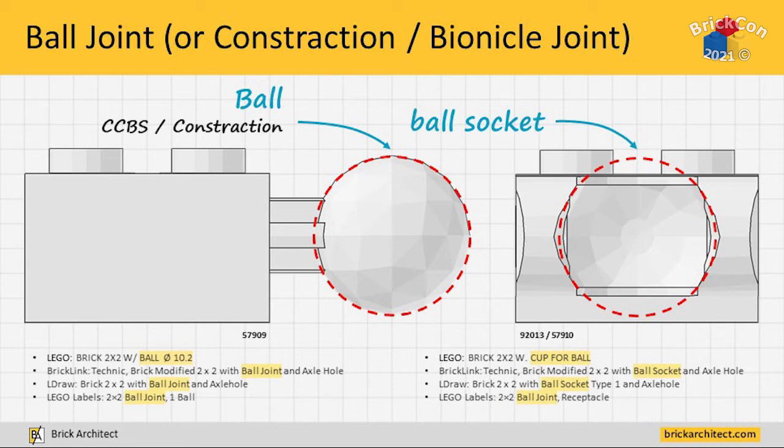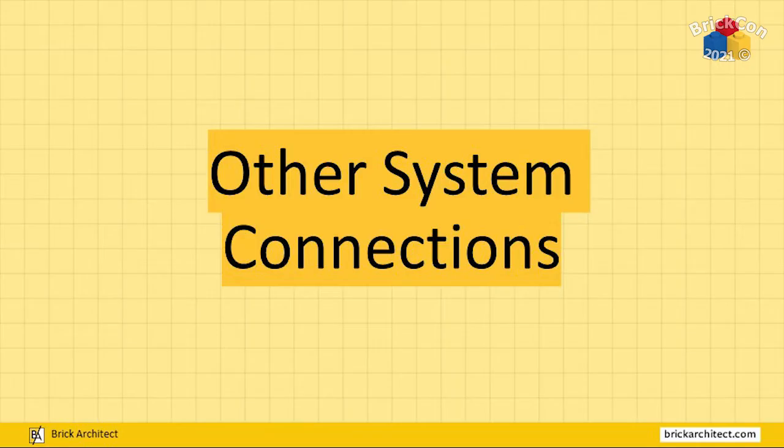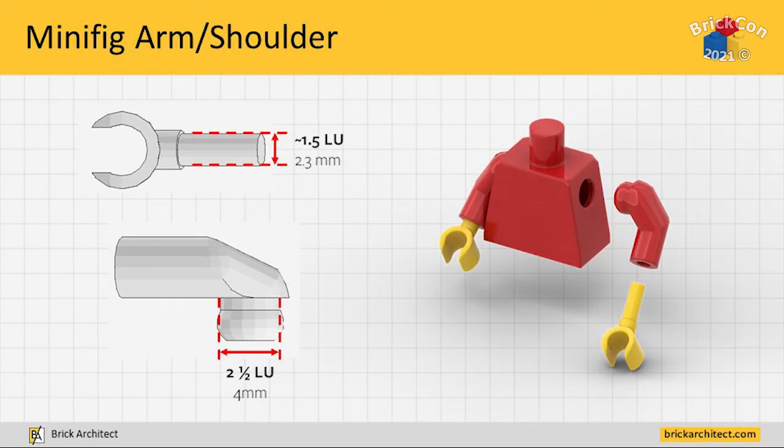But there's a ton of names for this part and this connection. Thankfully, ball and ball socket seems to resonate pretty well with most people for this one, though. And I'm going to fly through a couple other connections really quickly, just because I can't cover them all in the same level of detail. We've got the minifig arms. The arm joint in the shoulder is 2.5 Lego units, which is a nice even 4 millimeters. The hand connects to the arm with about a 1.5 Lego unit connection, which is an odd one that there's relatively few things you can do with as builders, although never underestimate creative building techniques.